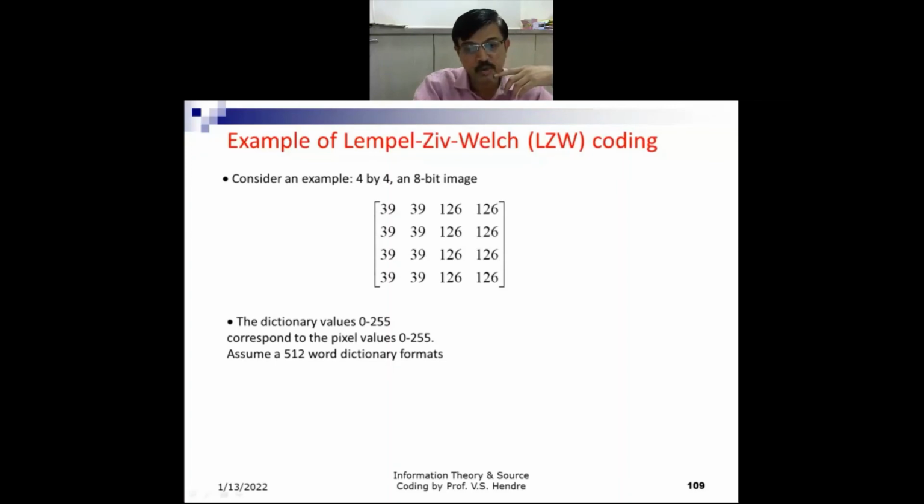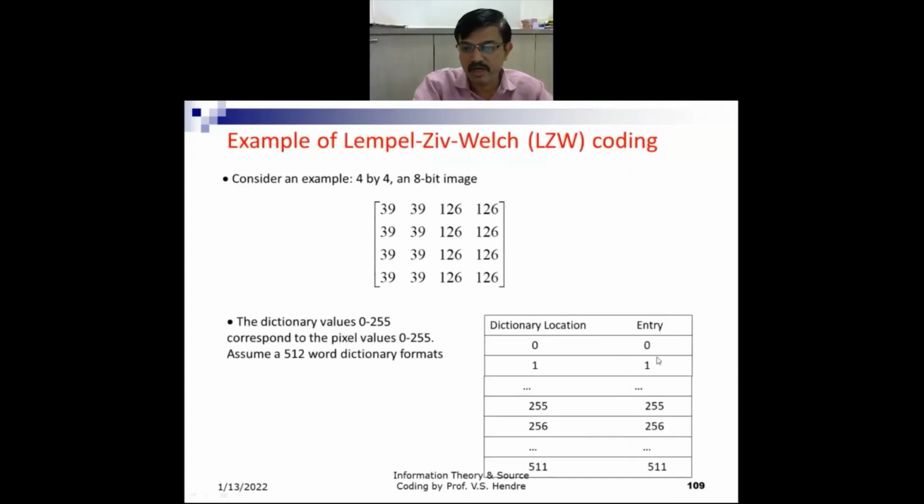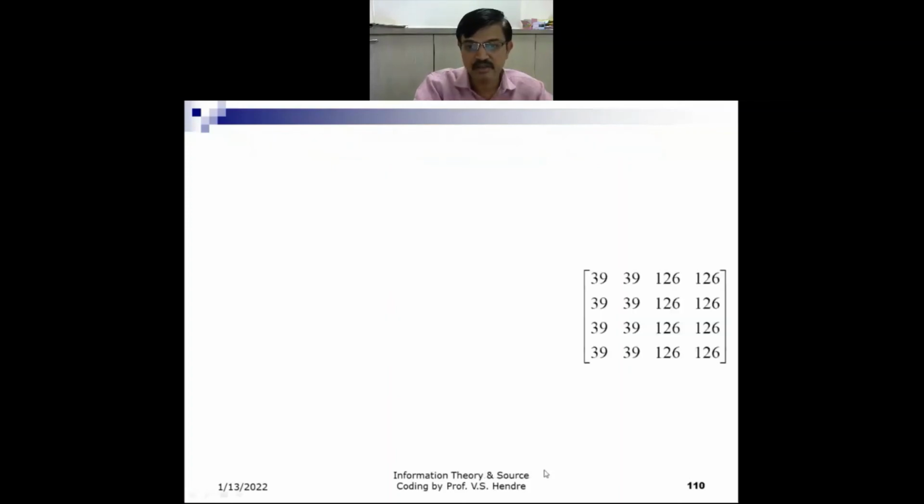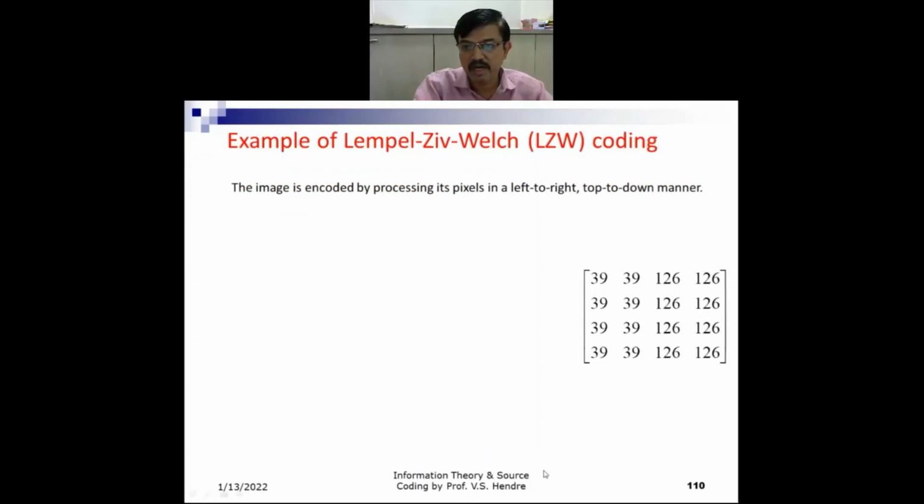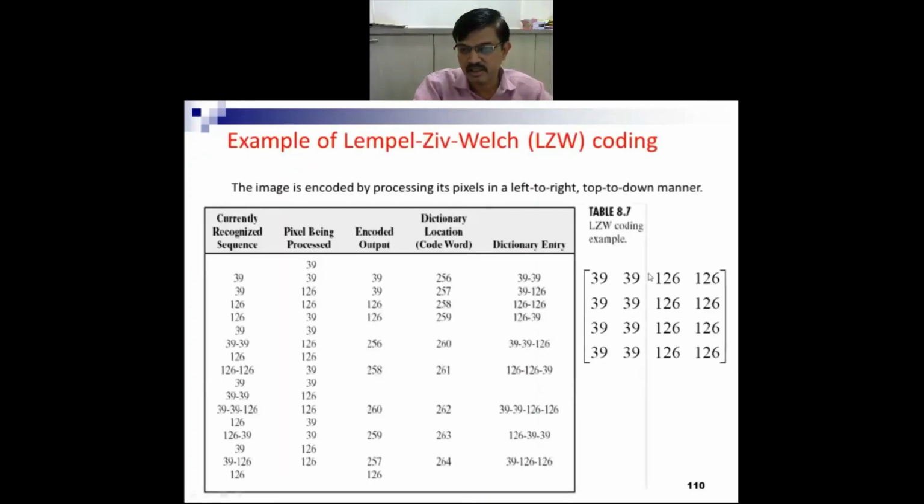So I understand that for this picture I have an 8-bit image. An 8-bit image means there are 0 to 255 pixel values. We assume a 512-word dictionary format. So 0 to 255 values are going to be my source alphabet. The dictionary locations are from 0 to 511 because 512 words are present in my dictionary. All of them will be stored in dictionary locations 0, 1 till 511.